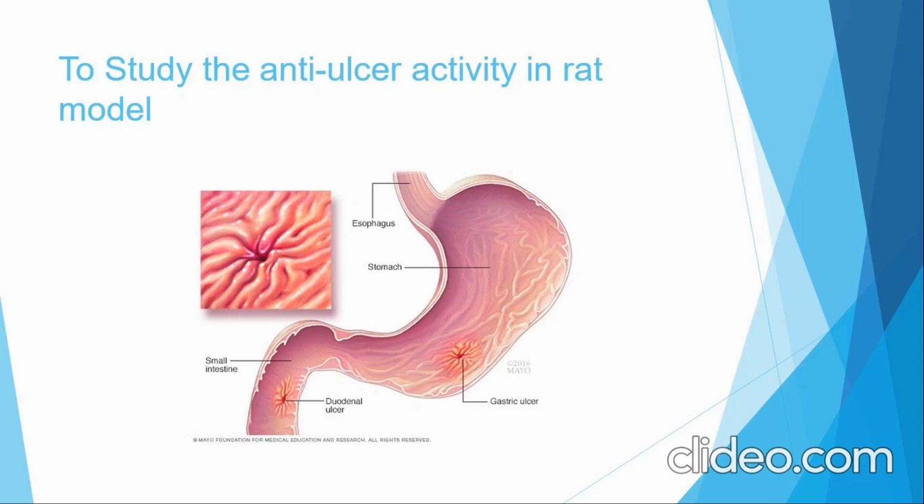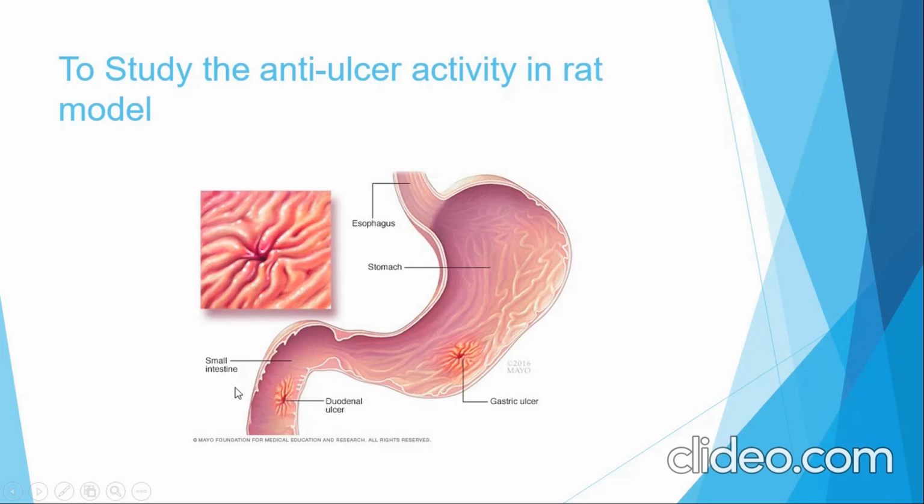Dear students, today's practical is to study the anti-ulcer activity in rat models. According to the area where the ulcer is present in the GI tract, it has its own name. If it is present near the esophagus, it is called an esophageal ulcer. If it is present in the stomach region, it is called a gastric ulcer. And when it is nearer to the duodenal sphincter, it is called a duodenal ulcer.